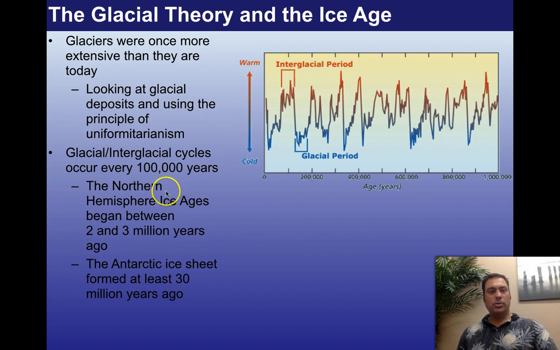The northern hemisphere ice ages began between 2 and 3 million years ago, so it's nothing new here. This has been happening off and on for about 3 million years. And the Antarctic ice sheet formed at least 30 million years ago. So this has been kind of the rule for how Earth behaves.